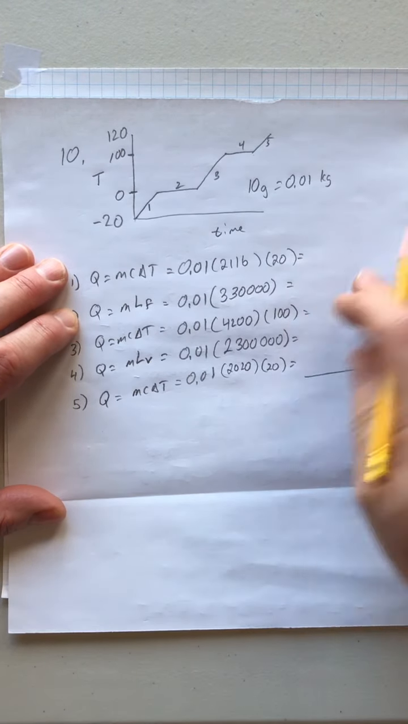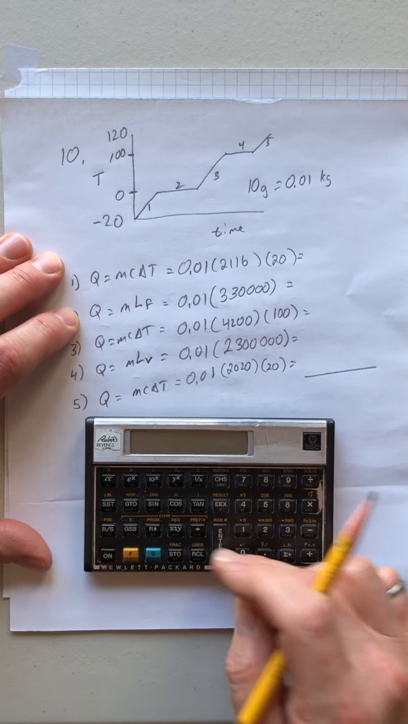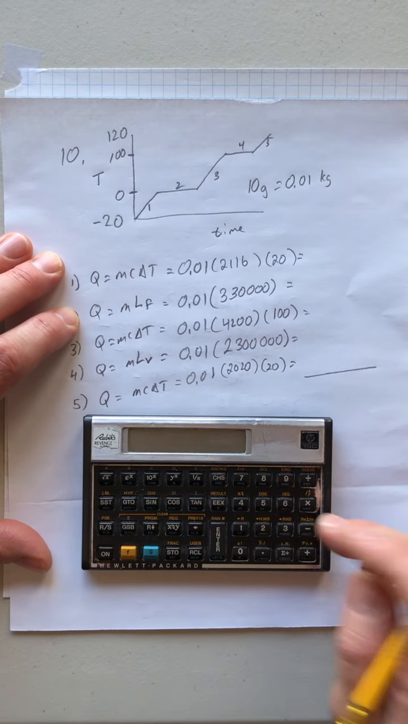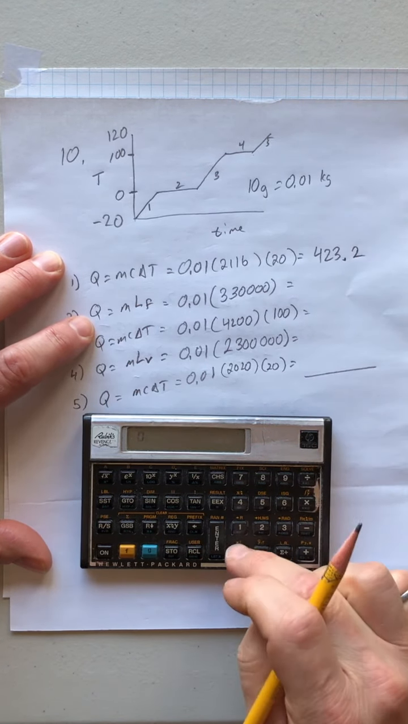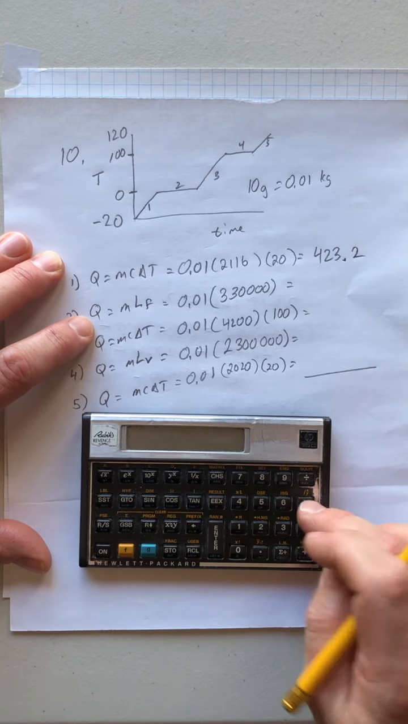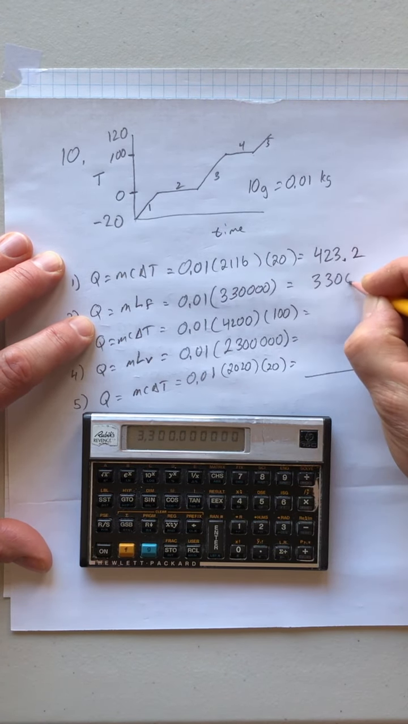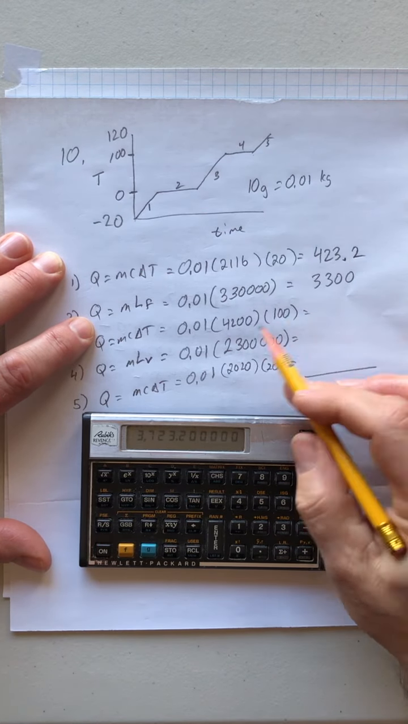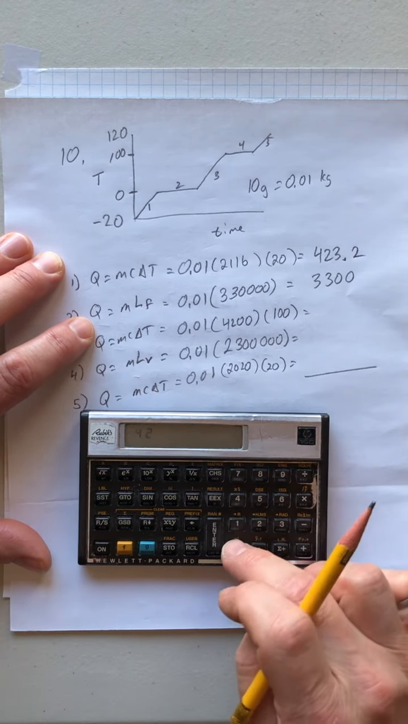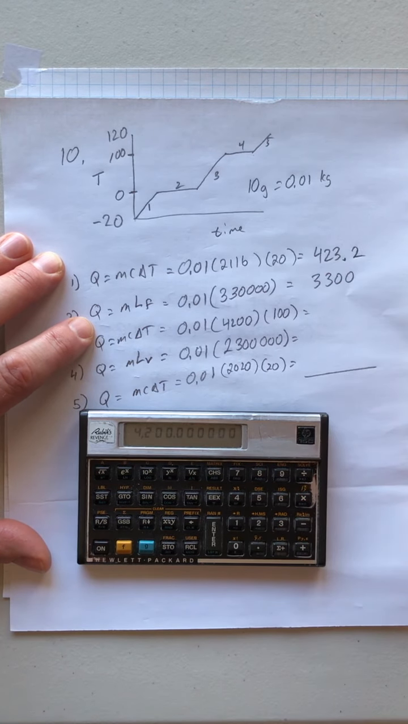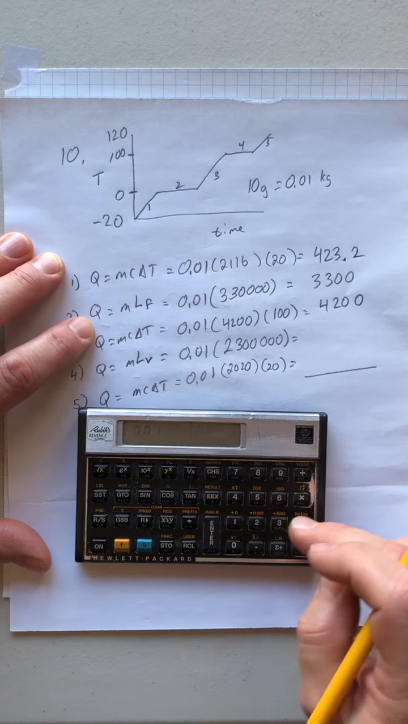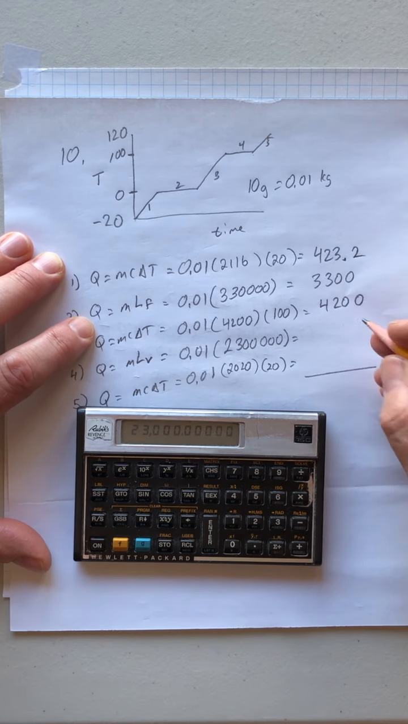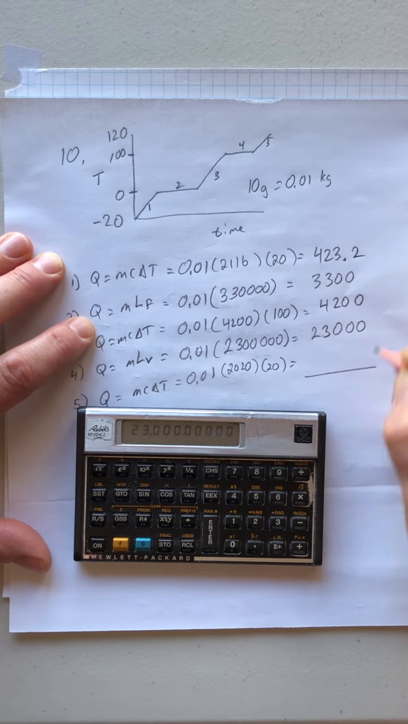I do it this way so I can just total it up at the end. So we've got 0.01 times 2116 times 20, which is 423.2. Then we've got 0.01 times 330,000. That's 3,300. Then we've got 100 times 4,200. Oh, that's 1/100th, that's 100. Yeah, we could have just canceled some stuff out there. We've got 0.01 times 2.3 million, which is 23,000 joules of energy.